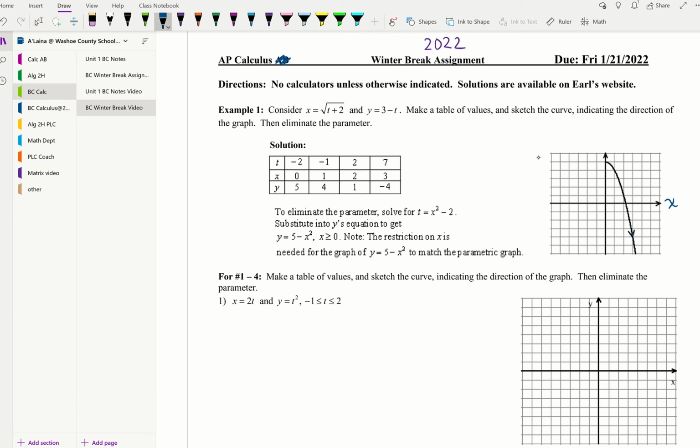Oh my gosh, right from the beginning, a big old typo on this. This is the BC Winter Break Assignment 2022. I am so sorry about that. You maybe remember a little bit about vectors and parametrics and polars, but maybe not. So we're going to take a look at this.